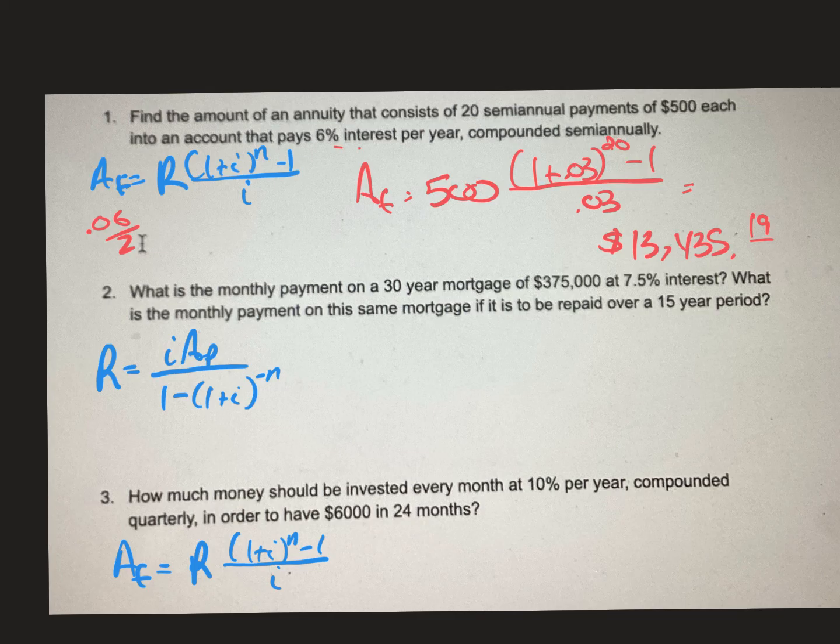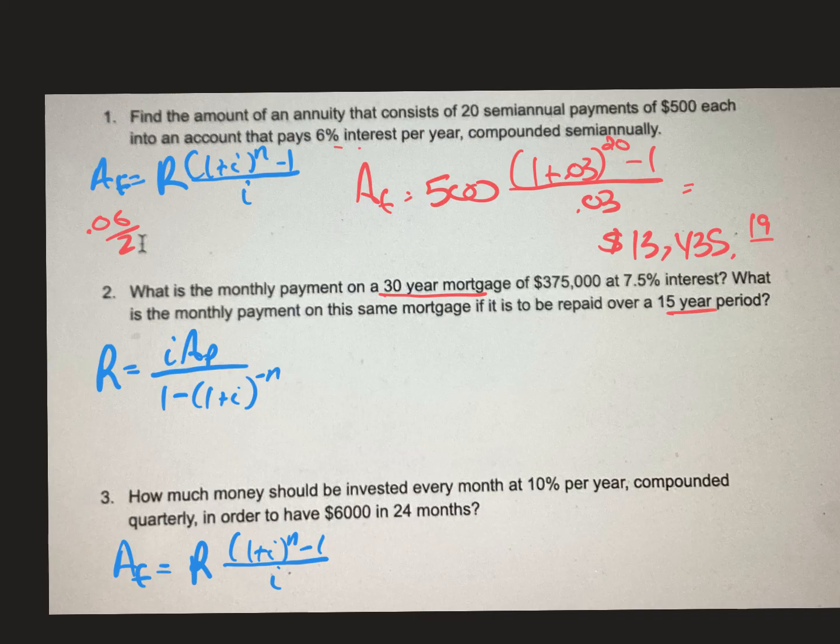All right, number two, what is the monthly payment on a 30-year mortgage of $375,000 at 7.5% interest? What is the monthly payment on this mortgage to be repaid over 15? Oh, so there's two questions here, 30 and 15. So let's go 30 first.